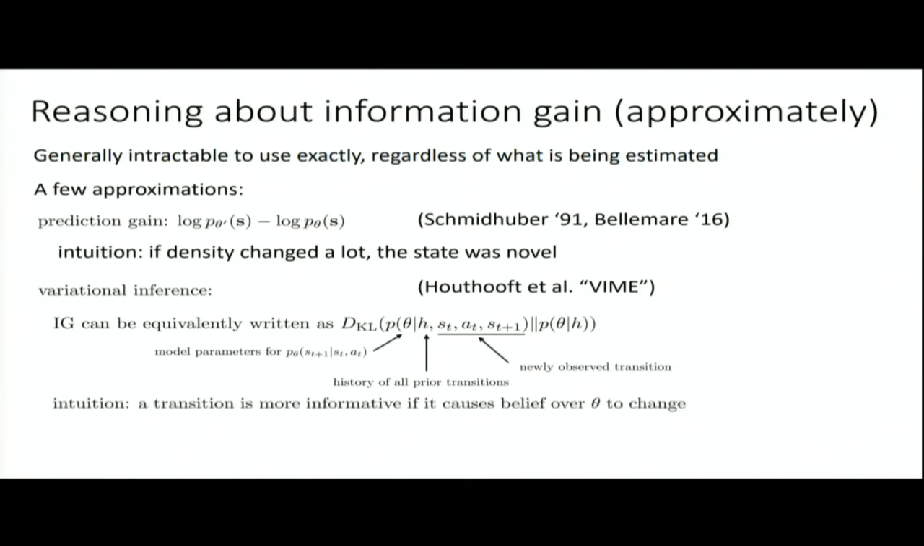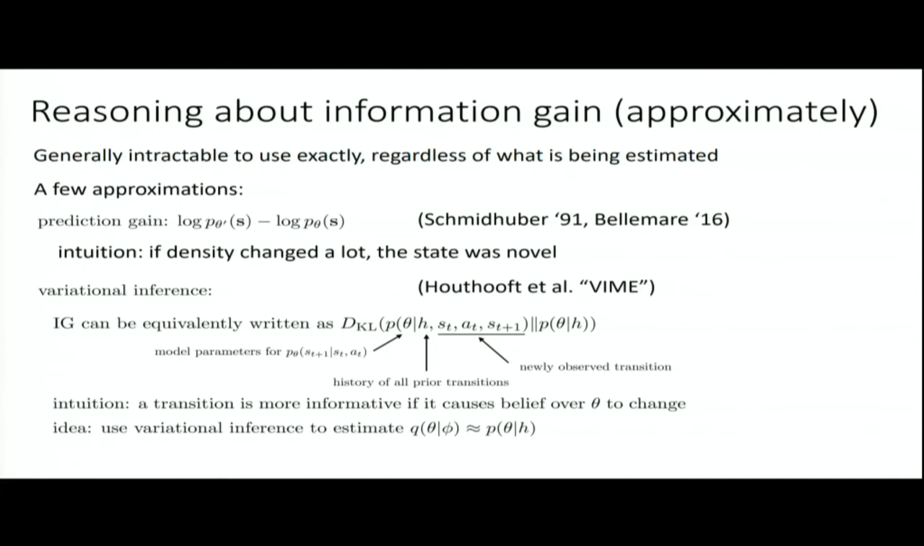So the intuition here is that a transition is more informative if it causes your belief about theta to change. If your distribution over the parameters of your dynamics model changed a lot as a consequence of seeing a transition, that was a very informative transition. So that's the intuition, and it makes sense. And this is exactly information gain. So there's no approximation here. This is exactly what information gain is supposed to do if you want information gain over your dynamics.